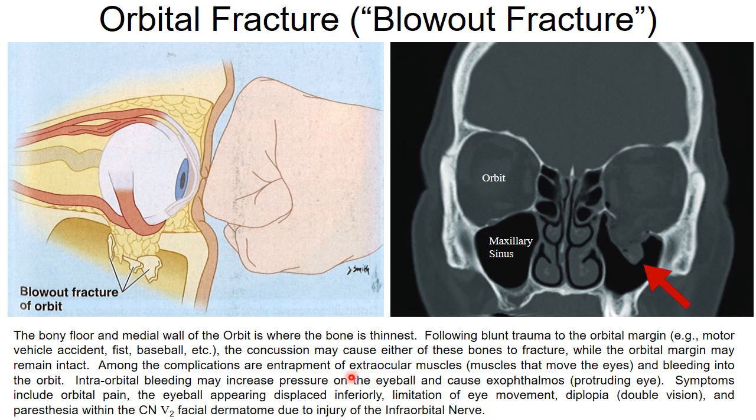So the moral of the story is, a blow to the eye: you want to make sure it might be more than just a black eye. You don't want to miss a blowout fracture because this can ultimately, as you can imagine, lead to loss of vision if it's really, really bad.